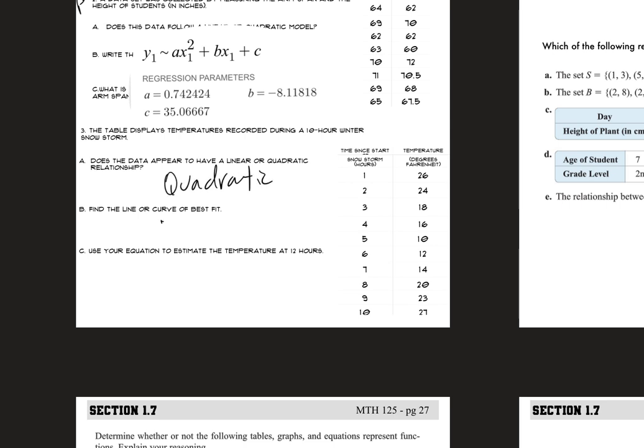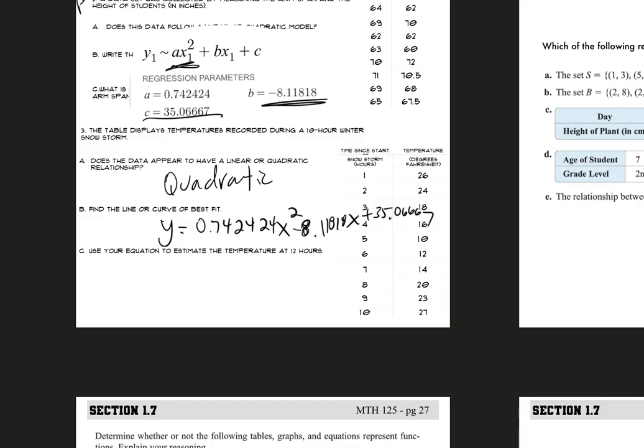The line or curve of best fit is y equals 0.742424x squared, that's this, minus 8.11818x plus 35. I know I'm bleeding into the table here, but I just want to keep on going with that. That second term is negative because this is a negative number.